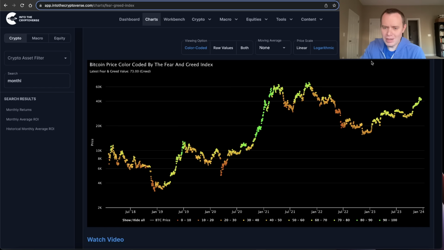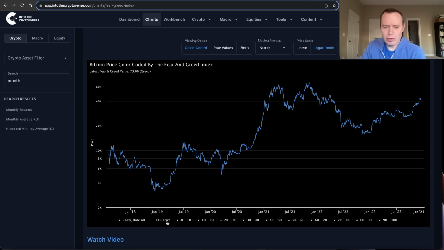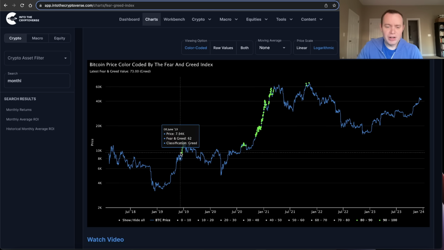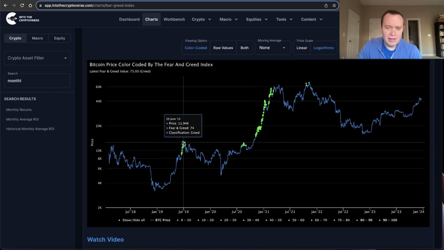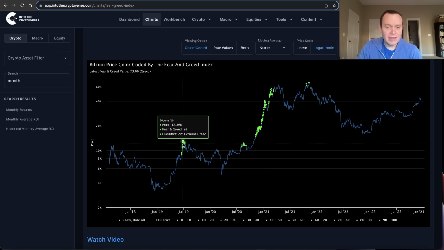Okay? Now, one of the things that is interesting to do is to look at just the lower bounds and the upper bounds, right? So looking at 0 to 20, and you see where that comes in. And then also looking at 80 to 100 and seeing where those areas have historically hit. And what's interesting is you can see that in 2019, once we got into the 80s and 90s, that was a warning sign that the local top was going to be in within just a few days.